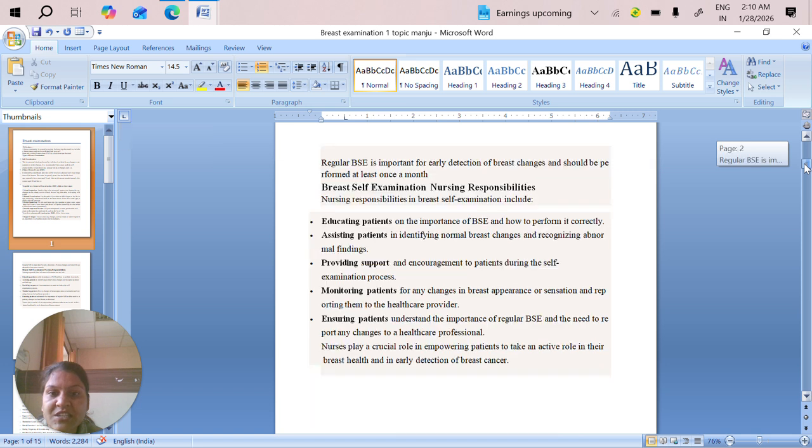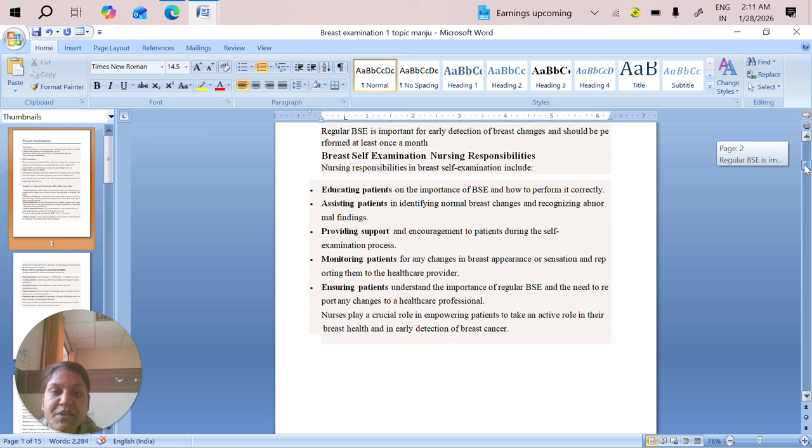Breast self-examination nursing responsibilities: educating the patient on the importance of BSE and how to perform it correctly, assessing the patient, identifying normal breast changes and recognizing abnormal findings, providing support and encouragement to the patient during the self-examination process, monitoring the patient for any change in breast appearance or sensation and reporting them to the healthcare provider, ensuring the patient understands the importance of regular BSE and the need to report any change to a health professional.